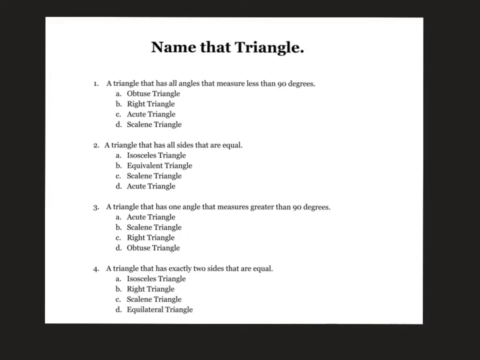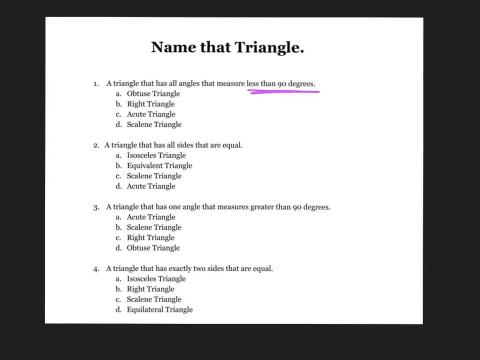All right, on these that you can see, name that triangle. It's just going to give you information or specifics about a triangle. And you should just say what kind of triangle that would be. So I'm going to go over these four that you can see right now. And then there's a couple on the next slide. All right, so number one says a triangle that has all angles that measure less than 90 degrees.